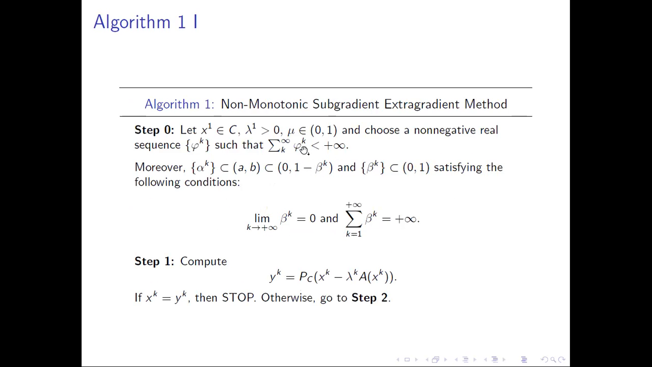Algorithm 1 uses the non-monotone subgradient extragradient method. We start with step 0 with an initial point. Lambda 1 is the step size, mu is any fixed number, and then there is a phi k sequence which satisfies this condition. We choose another sequence alpha k which satisfies this condition, and beta k satisfies the following conditions. Step 1 is the first projection, calculated by using xk and lambda k. If xk is equal to yk, then stop, otherwise go to step 2.